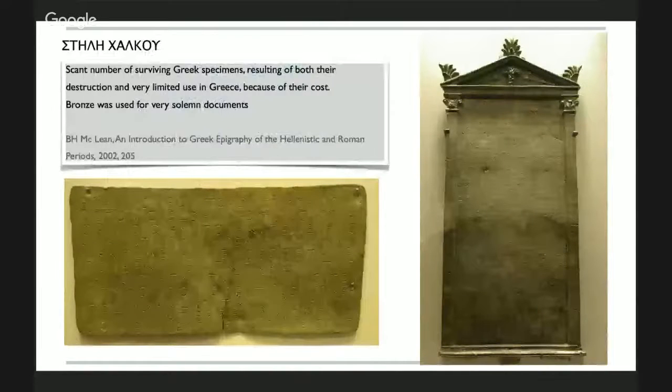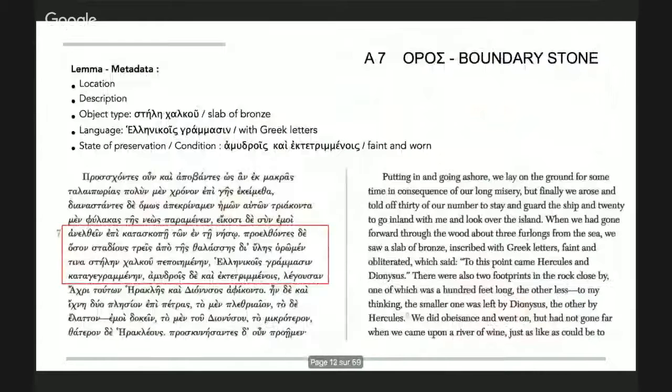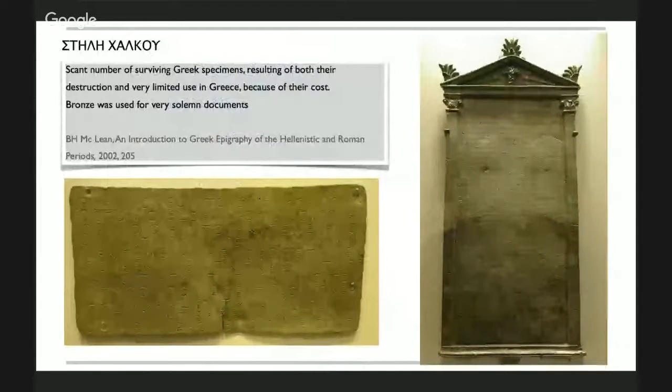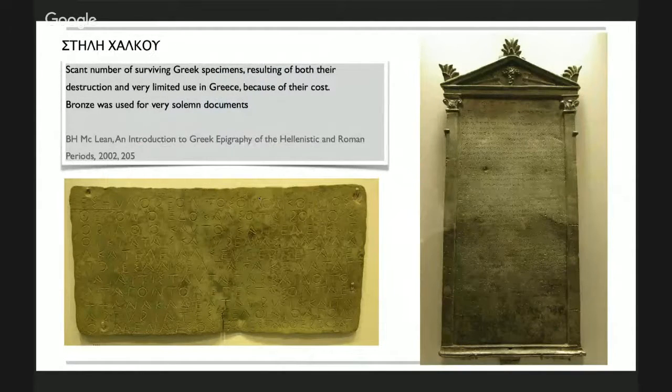But stili calcu, you remember, is the second characteristic of this inscription. It's a stele and it's in bronze. When you look closer at examples of bronze support, you find that it's very rare in the Greek world because of the cost, and that generally they were used only for very solemn documents, and that's information I found in the guide An Introduction to Greek Epigraphy, Maclean, published in 2002.